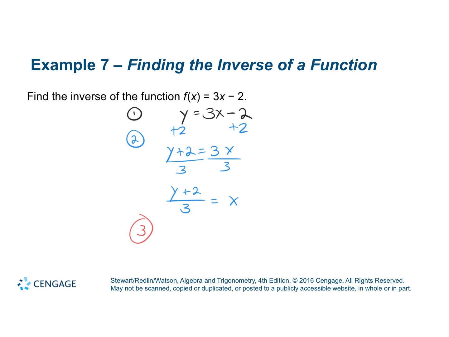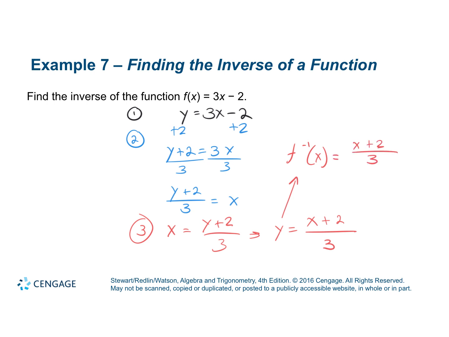Now, the third step is to change the variables. So wherever there's a y, we will write in an x, and wherever there's an x, we will write in a y. I'm going to first rewrite it with the x first. So when I rewrite it, it would be y equals (x plus 2) over 3. So this would be in function notation f inverse of x, because this is our new y. We can change it into the inverse, equals (x plus 2) over 3.